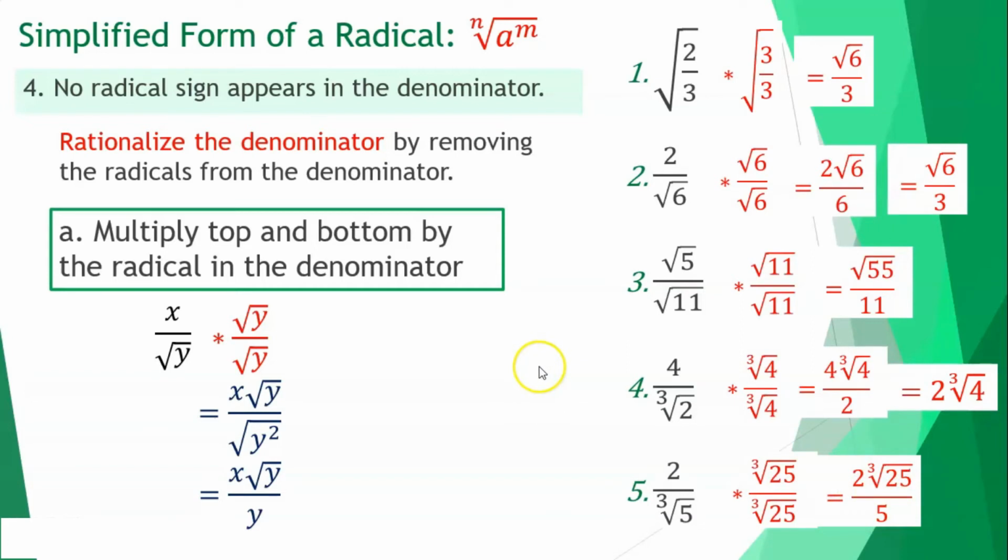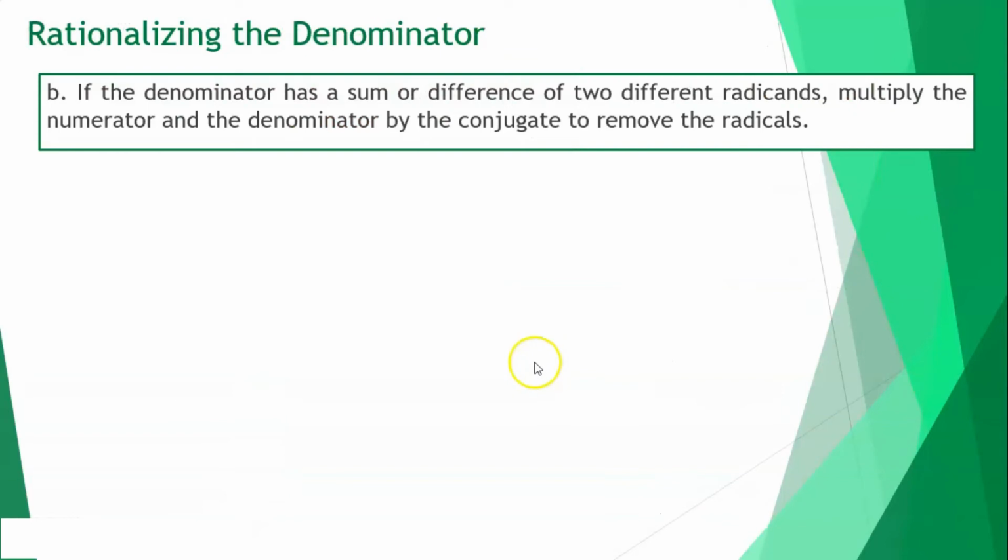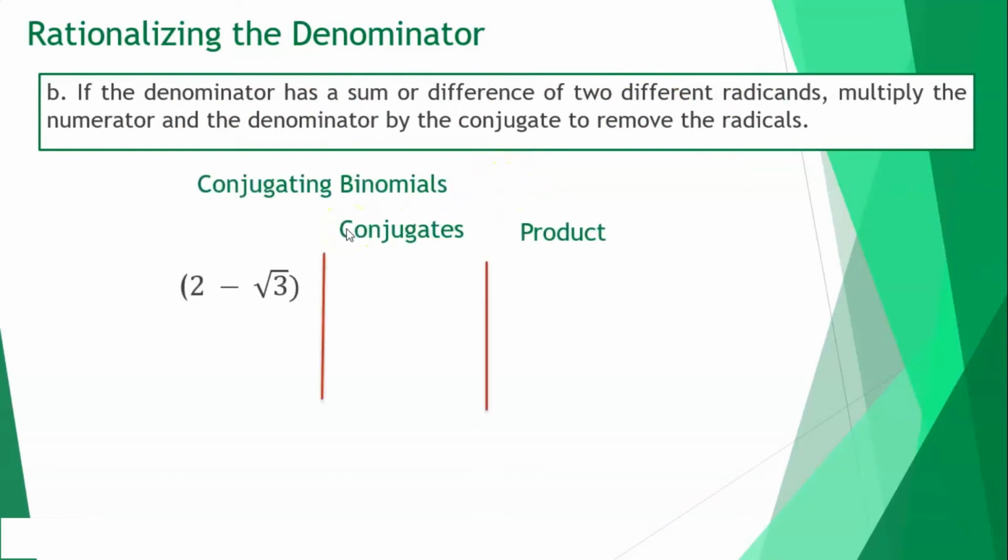Okay, now another way of rationalizing the denominator is by this one. If in case the denominator has a sum or difference of 2 different radicands, multiply the numerator and the denominator by the conjugate to remove the radical. So, what do you mean by conjugate? For example, this one, 2 minus square root of 3. The conjugate here would be 2 plus square root of 3. So at this point, it became the sum and difference of the same roots.